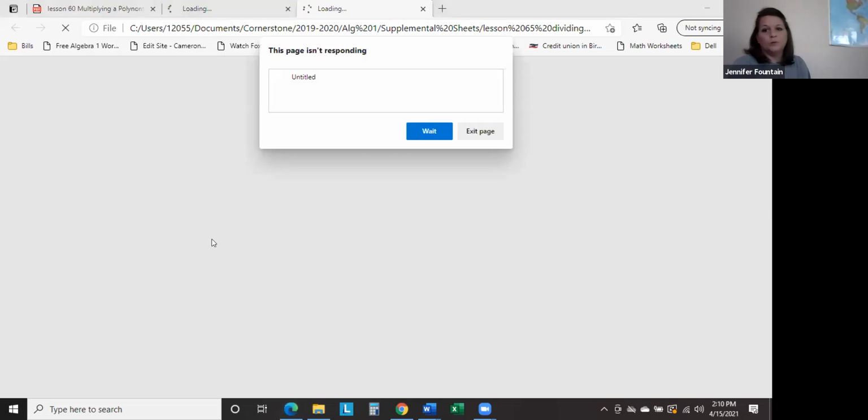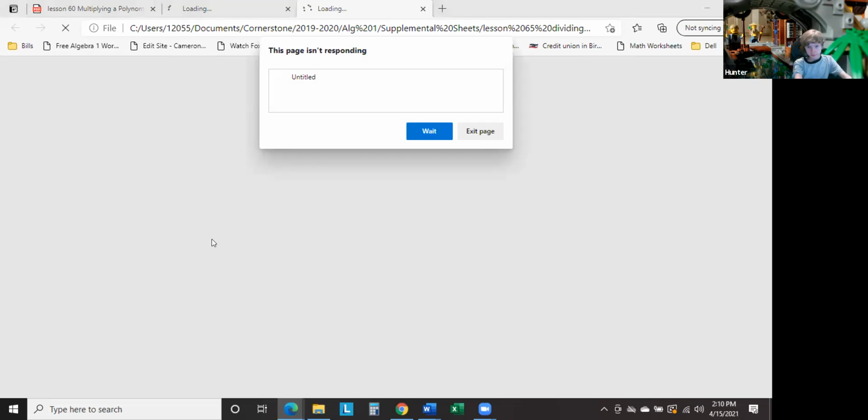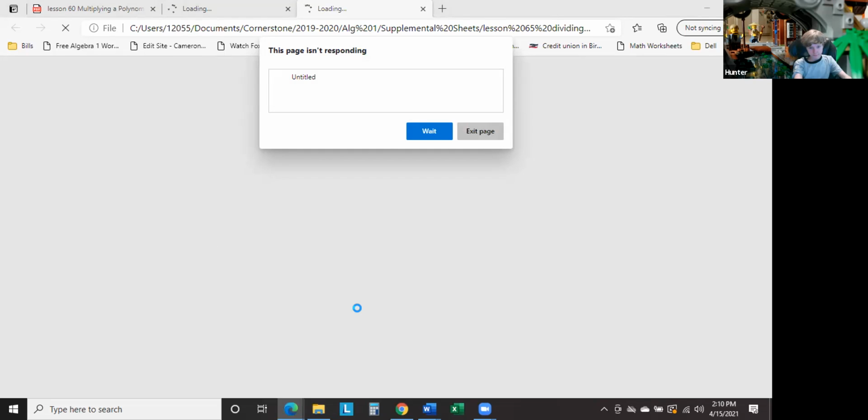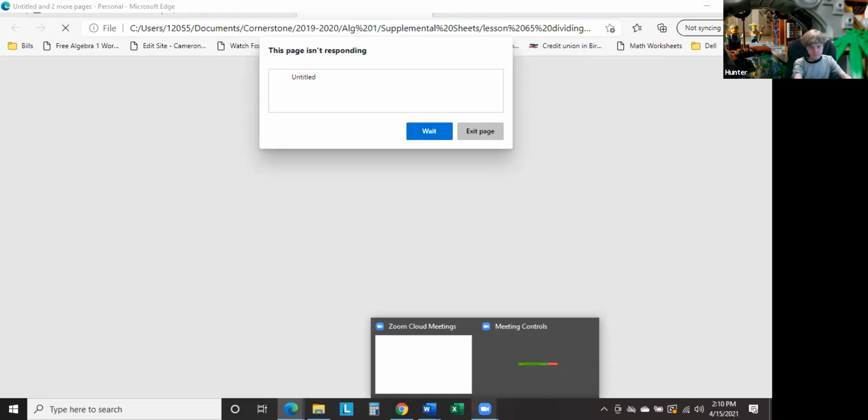Hunter, am I glitching out on you? Sort of. But yeah, I can't see anything on the screen other than the page isn't responding. Okay, yeah, let me stop share. Oh, well, it's just not working for us today.